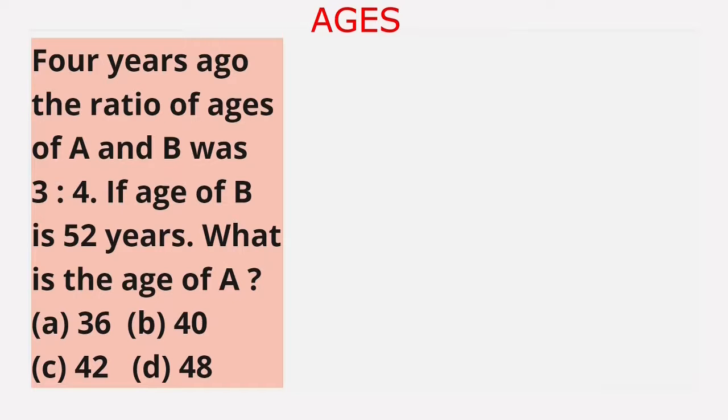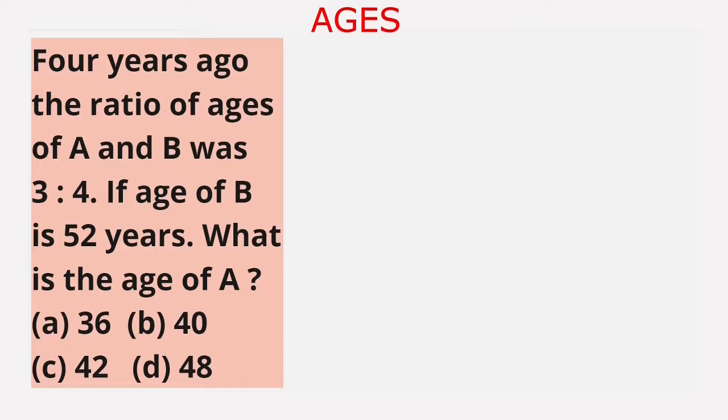So if we subtract 4 to go to 4 years ago, then whatever we get must be divisible by 3. If we subtract 4 from 36, which is option A, we get 32, which is not divisible by 3. If we subtract 4 from 40, which is option B, we get 36. This is divisible by 3. So this might be our answer.